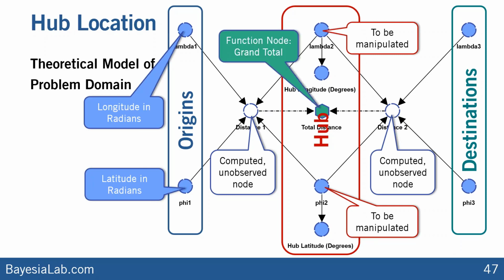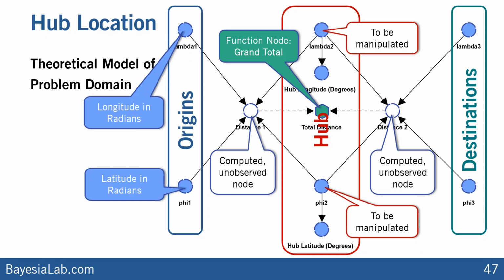And then the final piece in this busy slide is the green, hexagon-shaped node. Right in the middle where the callout is pointing, that is a function node that represents the grand total, meaning the sum of distance 1 plus distance 2. That's what we want to minimize overall. So our objective is to manipulate the hub until we minimize the grand total of the function node.